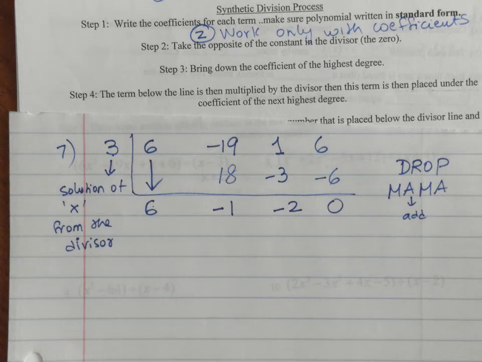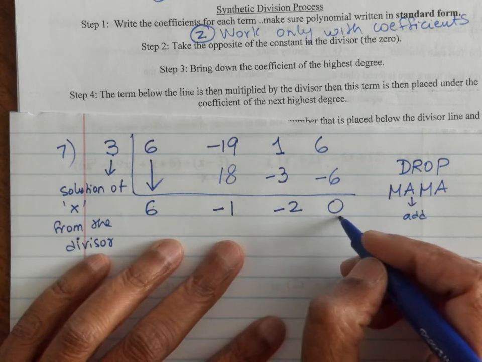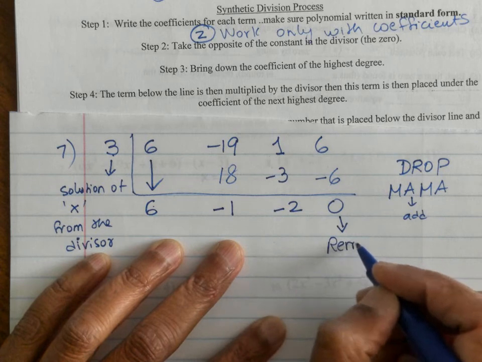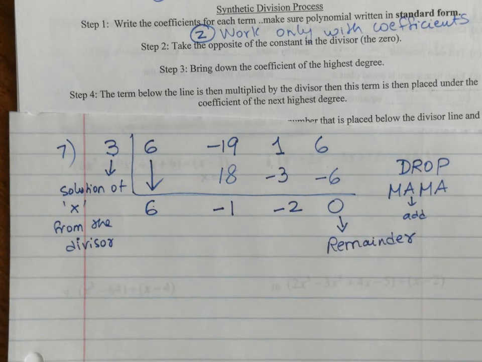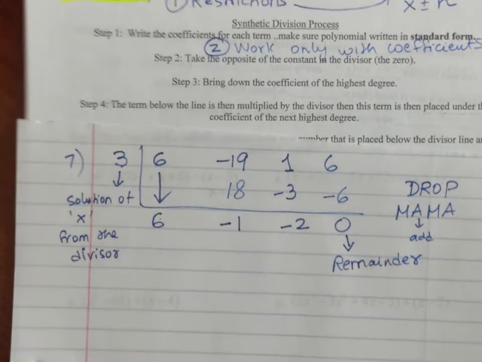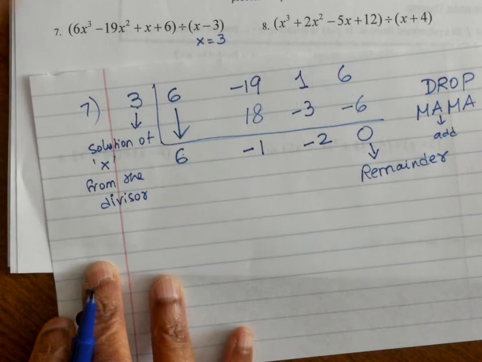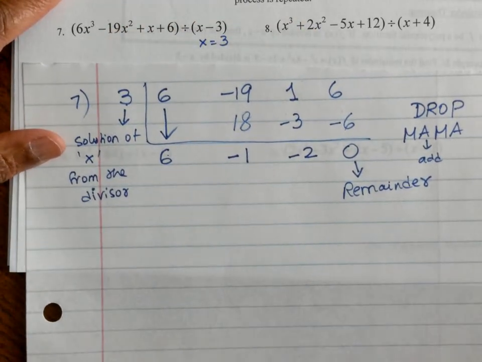Okay, now I haven't got my answer, I haven't got my question. What do these bunch of numbers mean? The last one always means the remainder. That means this is perfectly divisible with no remainder. There's no remainder when you divide this polynomial 6x cubed minus this one by this. That means x minus 3 is a factor of that particular polynomial.